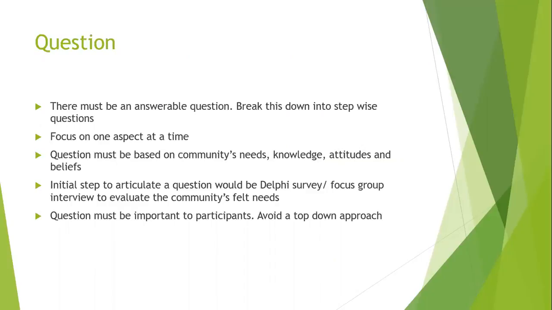When you have an answerable question, you need to break it down into stepwise questions. So you focus on one aspect at a time. So if the question is based on community's needs, knowledge, attitudes, and beliefs, the initial step to articulate a question would be to get a Delphi survey. So when you do a Delphi survey or a focus group interview to evaluate the community's needs, you must not mix up the knowledge, attitudes, and beliefs.